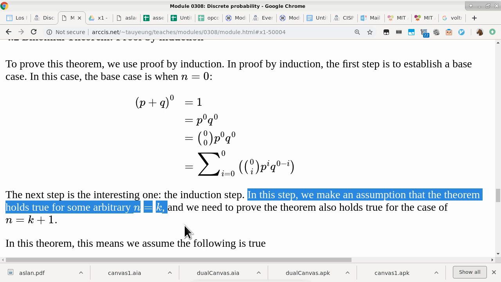Are you guys catching that? Okay, so the assumption, I'll say that one more time. The assumption in proof by induction, in the induction step, is that the theorem is true for some arbitrary n equals k, a specific k, not all values of n. Because if you make the assumption that it works for all values of n, then it becomes circular reasoning. You cannot assume something that you're supposed to prove. So the assumption is very specific.